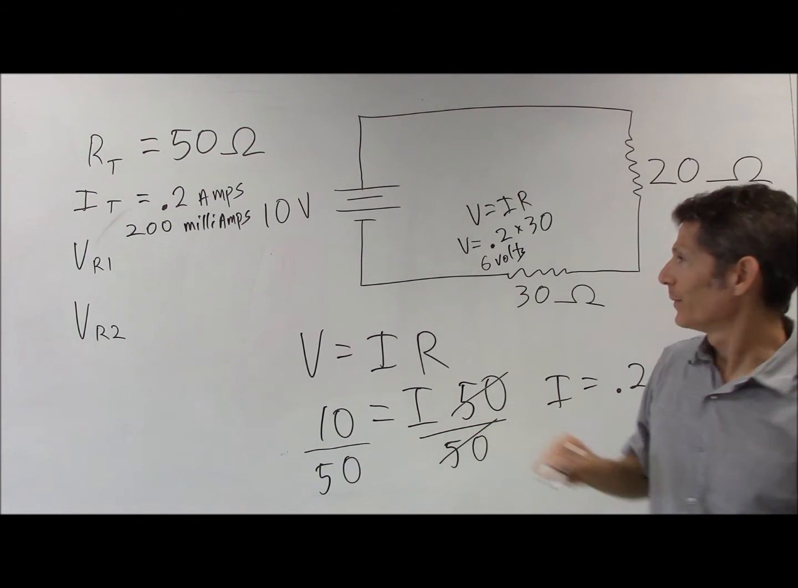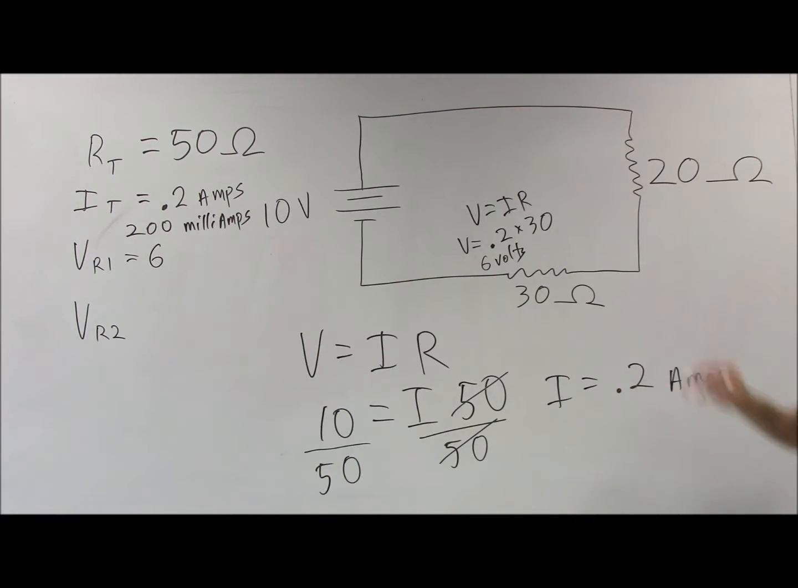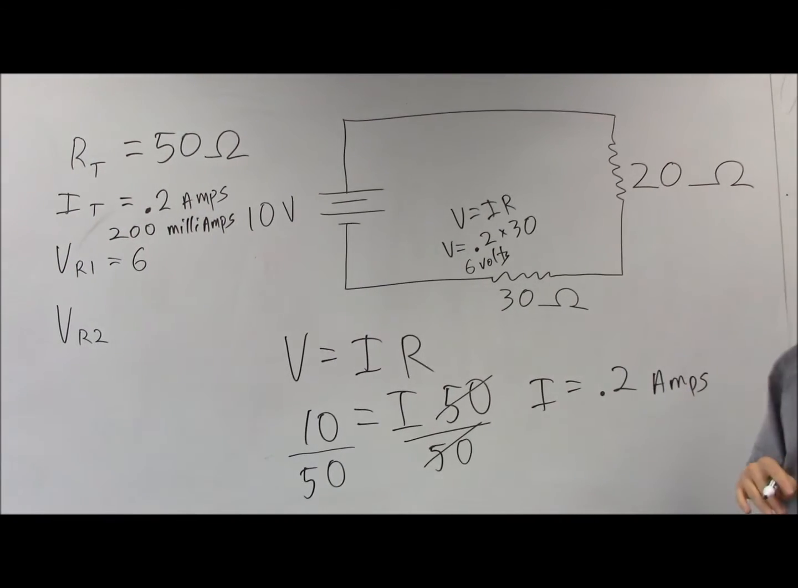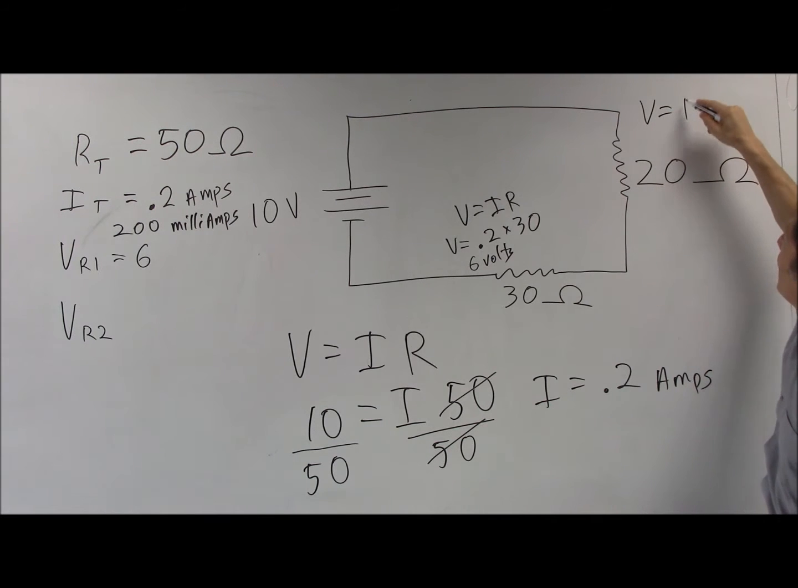6 volts. The voltage across R1 is 6. Let's do the same thing for the voltage across resistor 2. I guess I'm calling this resistor 2. Hey, you only know one equation. Ohm's law. V equals IR.